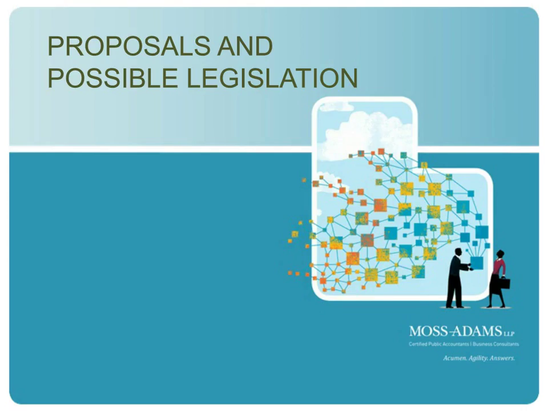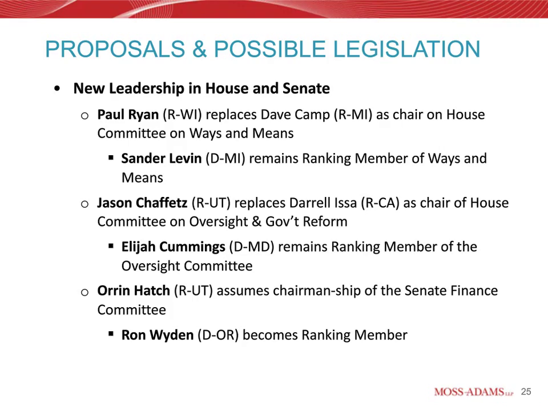Okay, proposed and possible legislation. There's been a lot of shifting around in leadership in the House and the Senate. So on this list, 2 of the people are remaining. Everybody else is new. So Paul Ryan, he is now the chair of the House Committee on Ways and Means, and he's replacing Dave Camp.